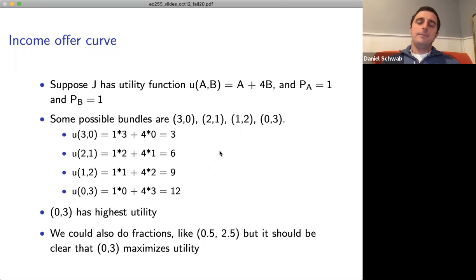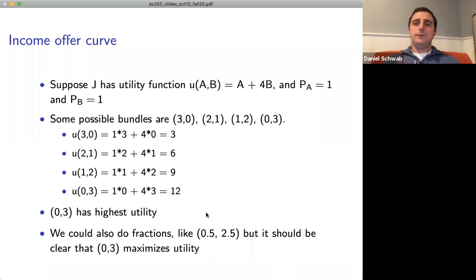Okay, so we've glossed over the fact that fractions are allowed. Fractions are always allowed, and so you could do a bundle like 0.5 comma 2.5, but it should be clear, hopefully, based on this kind of calculation, that 0, 3 maximizes the utility. Every time you add a banana, you get 4. Every time you add an apple, you get 1. Okay, add all the bananas that you can, and each one of those will give you 4 utility.